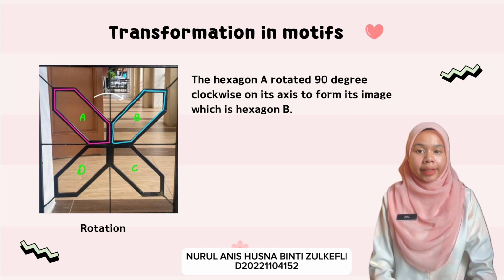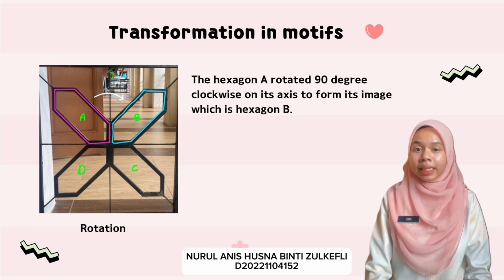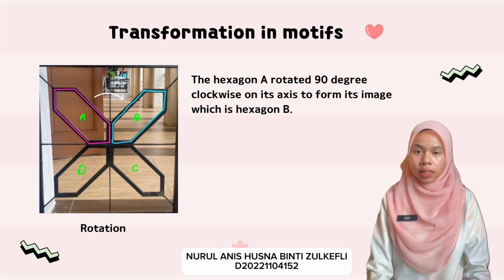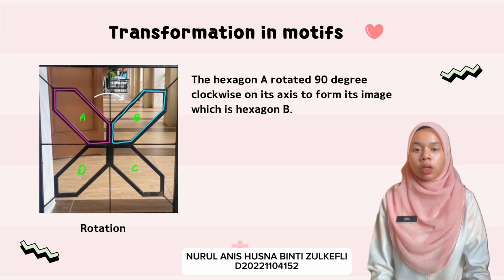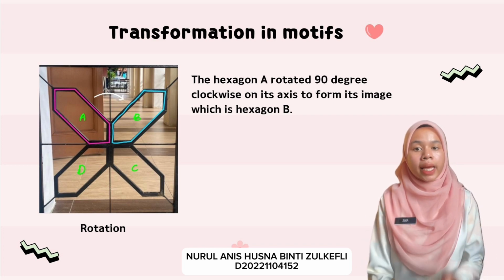As we can see on the diagram, the motif right now is a hexagon. Hexagon A was rotated 90 degrees clockwise on its axis to form its image, which is hexagon B. If it is rotated 180 degrees clockwise, it means that the rotation of hexagon A will form hexagon C.